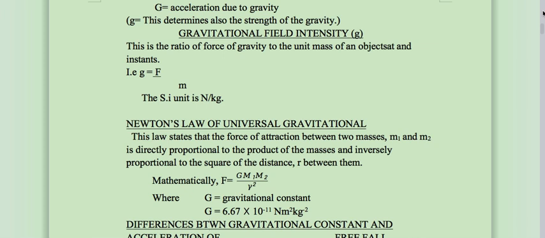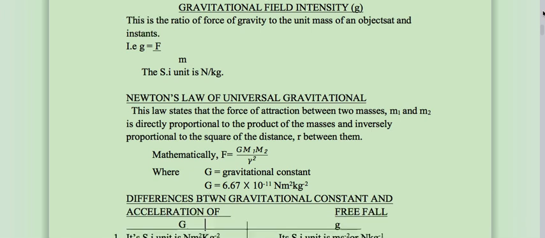Mathematically, F is equal to G m1 m2 all over r squared, where G is known as what? Gravitational constant. It is a constant. And the value of the gravitational constant is 6.67 times 10 raised to the power minus 11 Newton meter squared per kilogram squared. m1 and m2 are the masses. r squared is the square of the distance separating them.